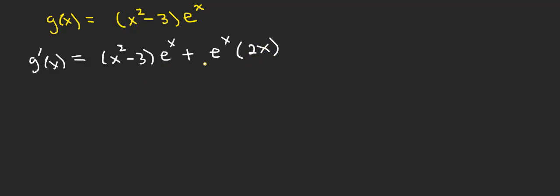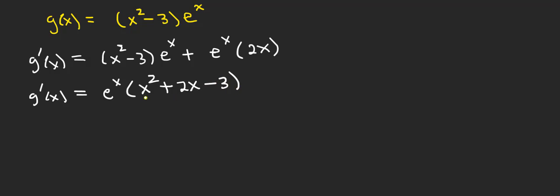Now, notice you have a common factor, which is e to the x. So I'm going to take out e to the x. You end up getting x squared plus 2x minus 3. Now, you got to set it equal to 0. And this is factorable. So I'm going to say this is e to the x times x plus 3 and x minus 1.